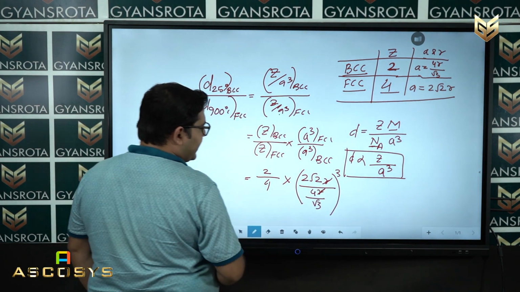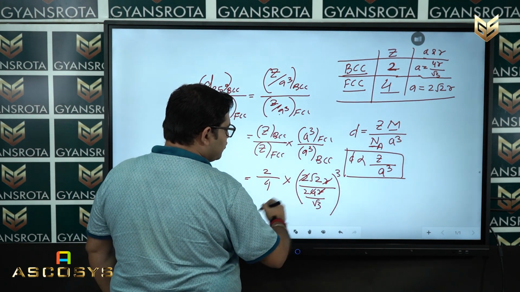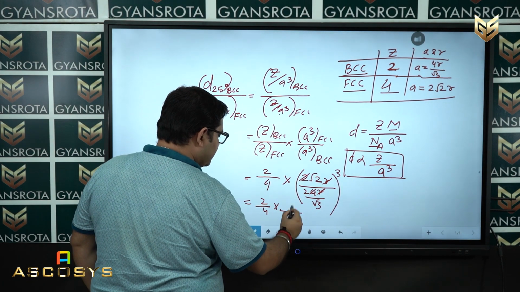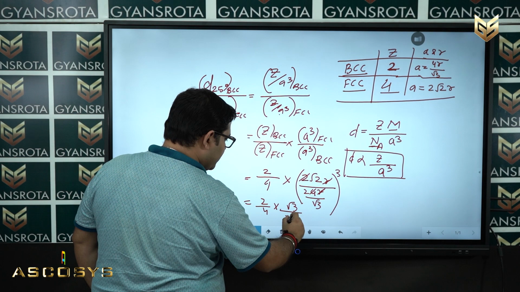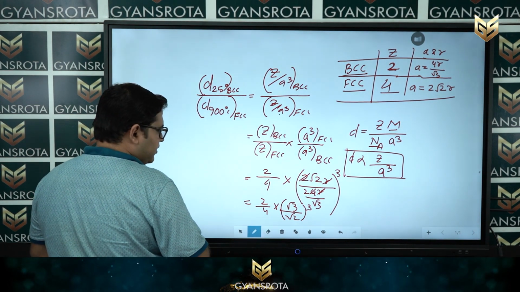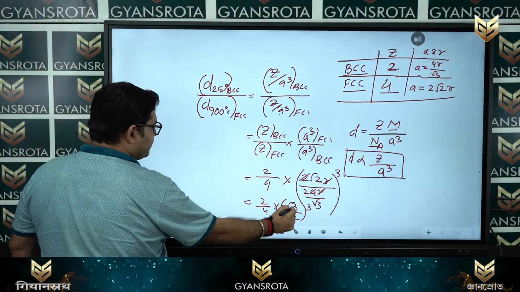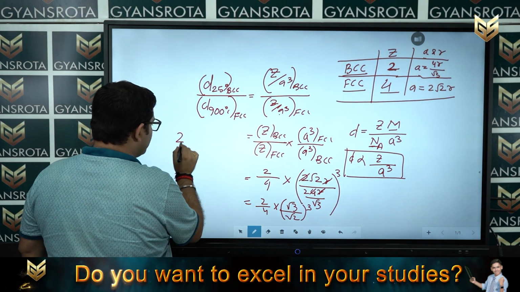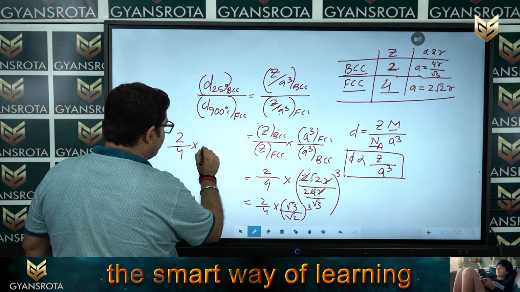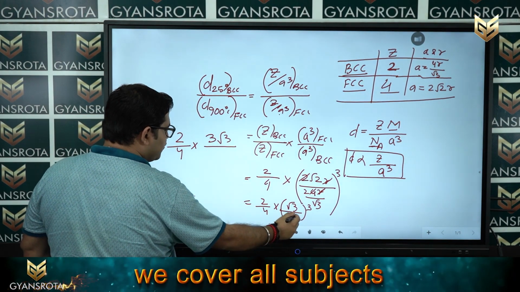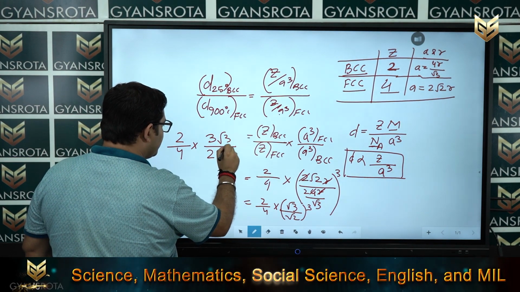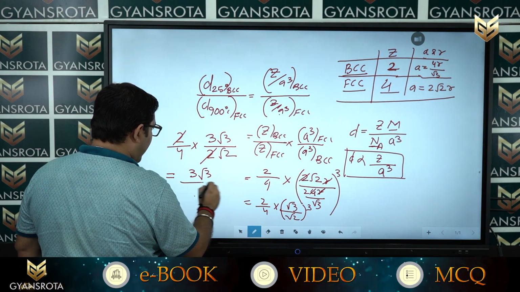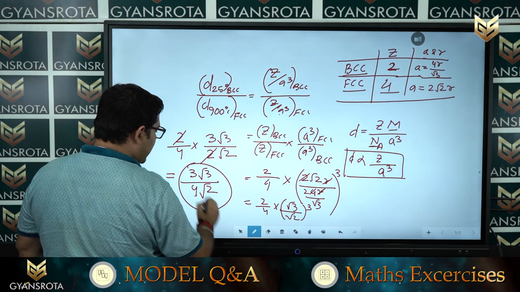Now this R and R will cancel out, 2 by 4, and this 2 we can write as root 2 into root 2. So root 2 and root 2 will cancel out. So we end up with 2 by 4 into root 3 by root 2 whole cube. Now, if you see here, this root 3 whole cube we can write as 3 root 3, and this root 2 cube we can write as 2 root 2, and 2 and 2 will cancel out. So we obtain here 3 root 3 by 4 root 2. So this is our answer.